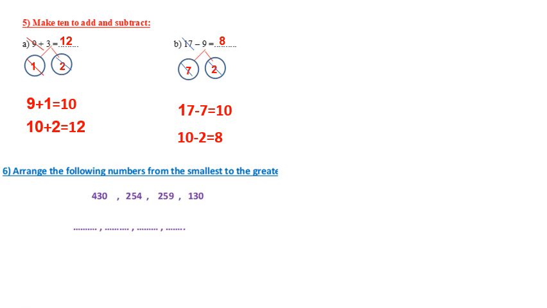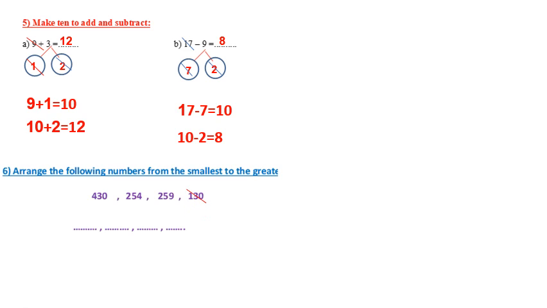Arrange the following numbers from the smallest to the greatest. 430, 254, 259, 130. To compare these numbers, I'll start from the left side. Now look, I have 4 in hundreds, 2 in hundreds, 2 in hundreds, 1 in hundreds. Which is the smallest number? Every time I look for the smallest number. So the smallest number will be 130.